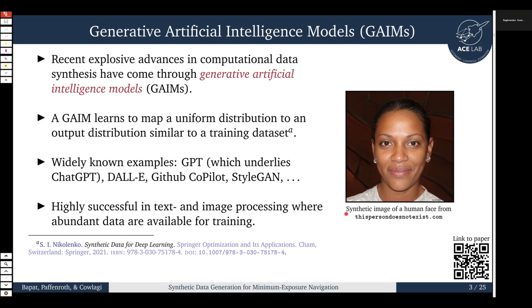So, for example, this image that you see on the right-hand side is of a human face that's completely synthesized, so it's not a photograph, and this is being generated by this StyleGAN model. So this has obviously been very, very successful in some domains where there is an abundance of training data, right?